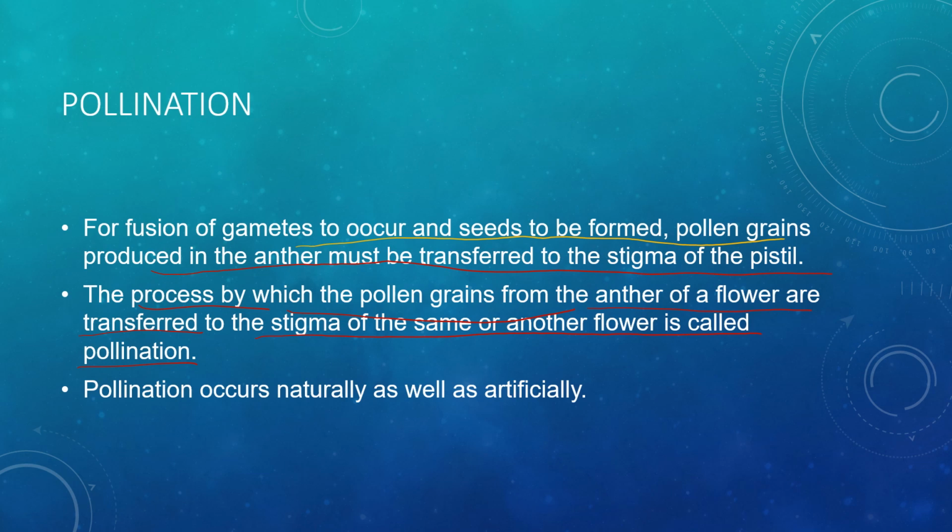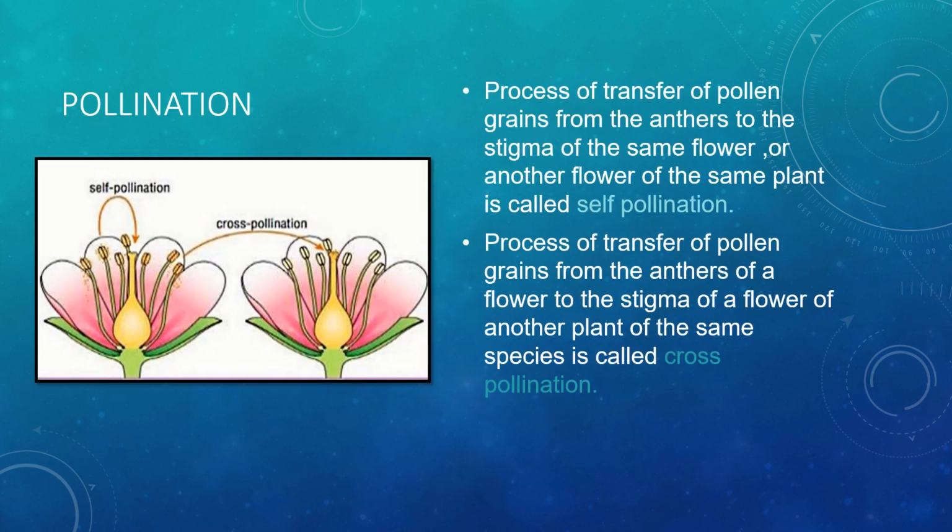So pollination occurs naturally as well as artificially. We will discuss the methods of pollination, how they occur naturally as well as artificially. First we are going to discuss what is self-pollination and what is cross-pollination.